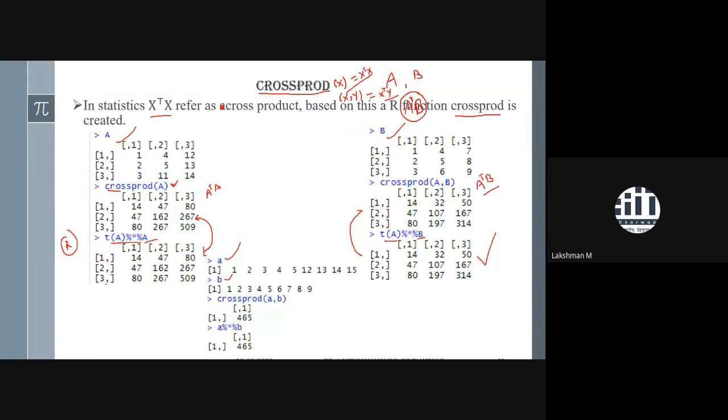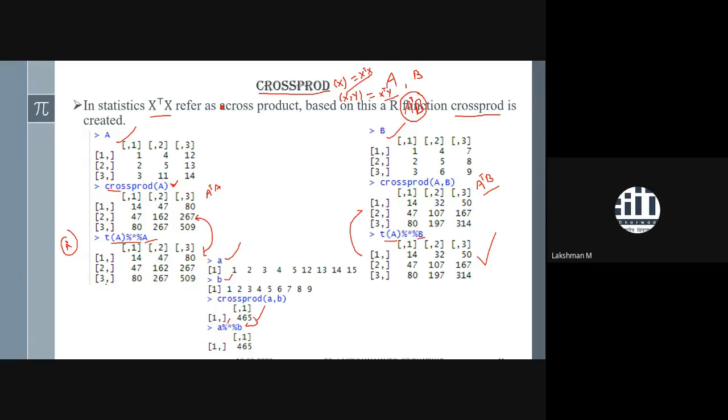So if a vector is considered as a matrix, then you can apply the cross product, and you will get an inner product value. The same inner product value you can get using this inner product operation. You can check that both values are matching.